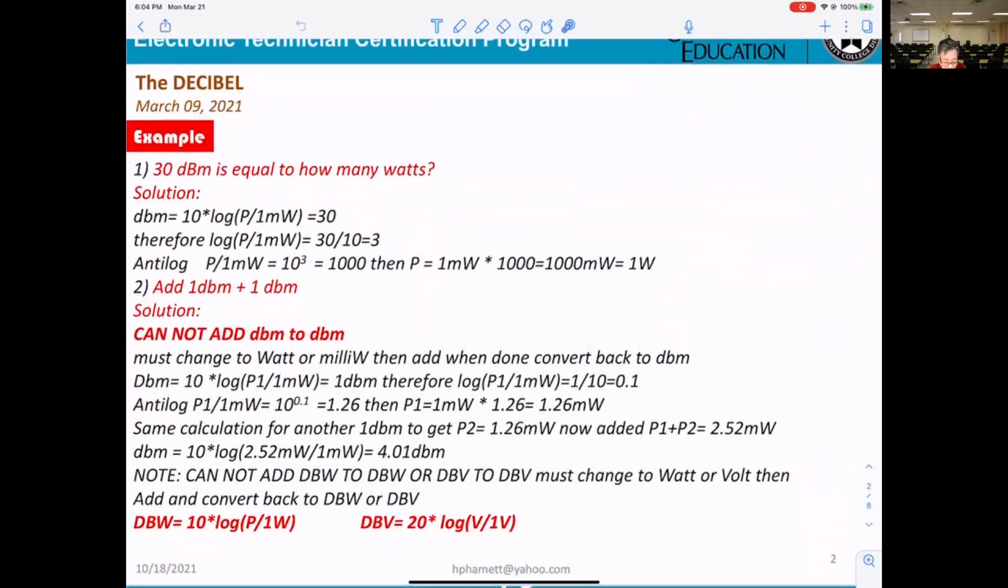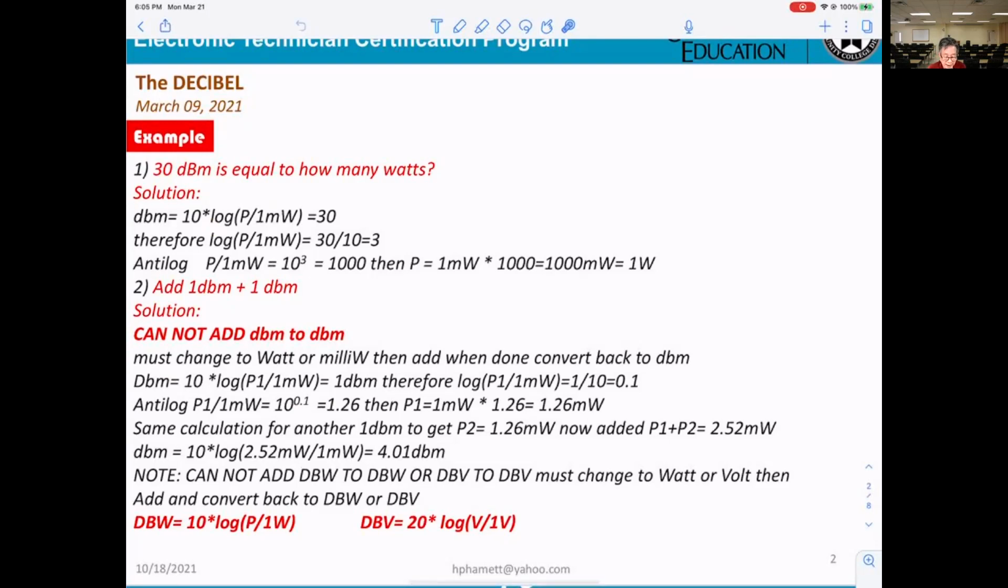Now, for example, 30 dBm equals how many watts? Again, I want to make sure you understand. When you're working in the lab system, you get a unit in dBm. However, basically, people don't care about dBm. They care about watt, milliwatt, kilowatt. So that's why you get a problem like this. If you get 30 dBm, they want to know the equivalent in how many watts. And this is the way we do the calculation.